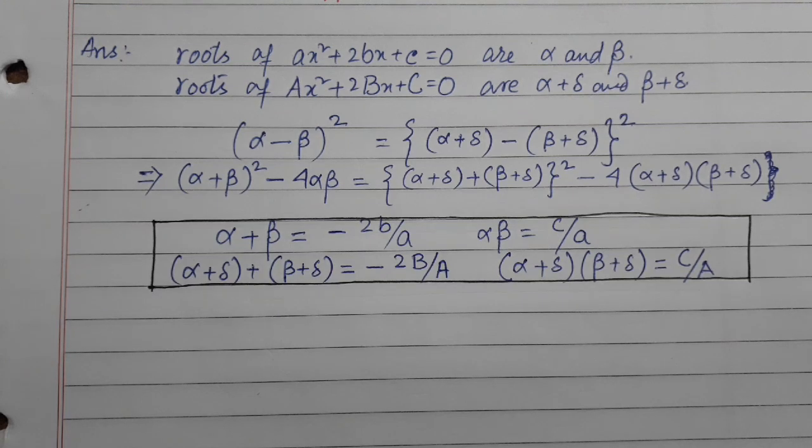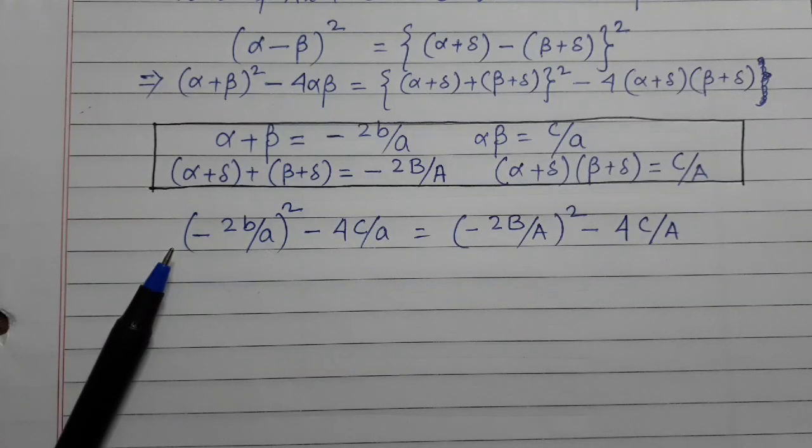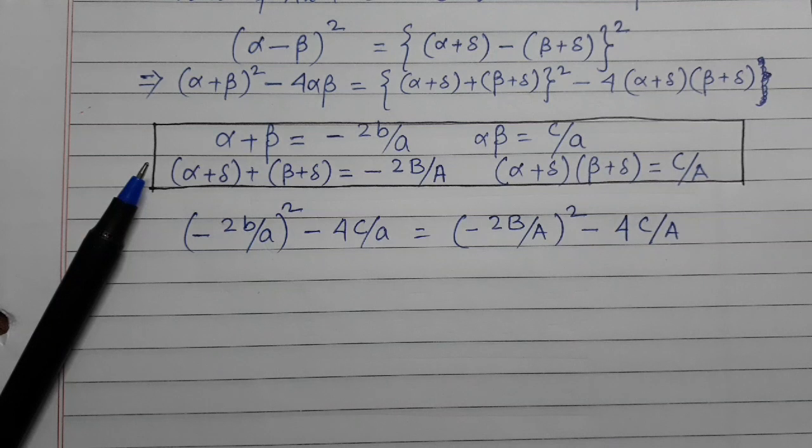Now using relation between roots and coefficients from the above two equations, we can write these values like alpha plus beta equals to minus 2b by a, alpha beta equals to c by a, and definitely alpha plus delta plus beta plus delta is equals to minus 2B by A, and the product of the roots, that is alpha plus delta into beta plus delta, is equals to C by A. Now these values we can use in this formula, and we can write this by using these four values.